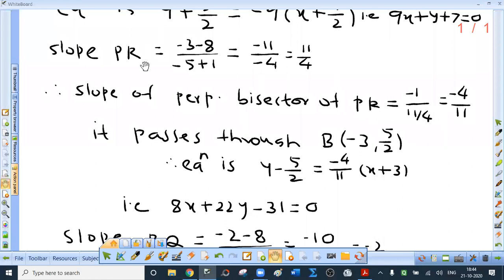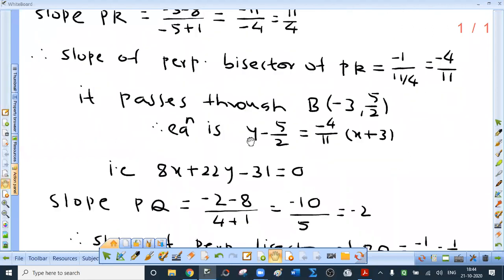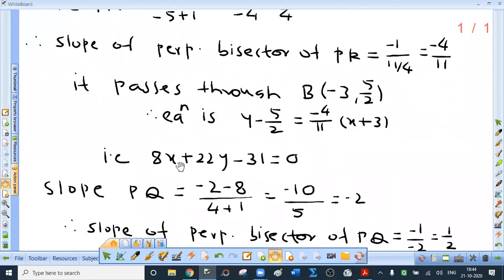Now the slope of side PR is 11/4. So the slope of the perpendicular bisector of PR will be -1 upon 11/4, that is -4/11. Now this perpendicular bisector passes through B(-3, 5/2). So by point-slope form, we get the equation of the line as what? 8x plus 22y minus 31 equal to 0.